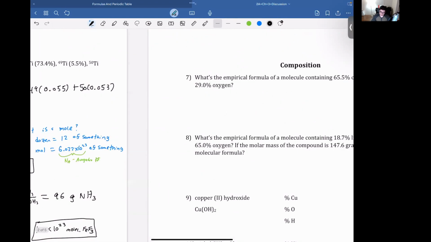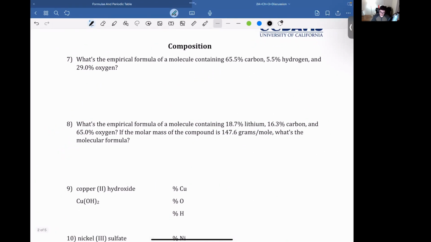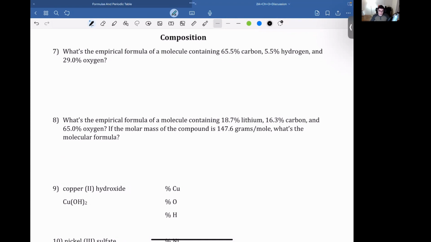All right, going down to the next one. It says, what is the empirical formula of a molecule containing these things? All right. So this is something that students struggle with a lot. I recommend that you do get to know these problems in case it comes up on a test. They are not that hard once you know how to do them, but you need to know how to do them, right?